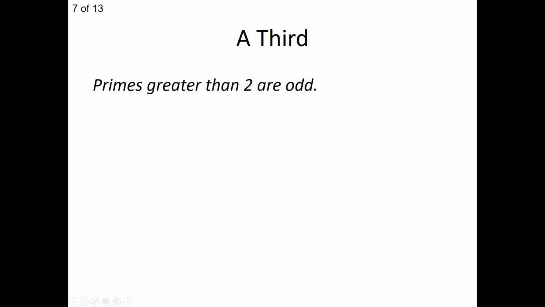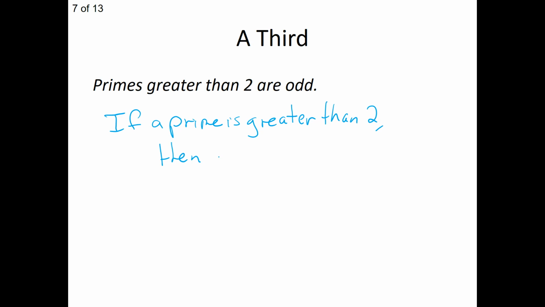Let's do another. Primes greater than 2 are odd. Okay, so if a prime is greater than 2, then it is odd. Didn't have to do too much grammatical restructuring there, but you do want to make sure the sentence reads well. You can't just chuck the word if and the word then in there and expect it to sound good when you write it out.